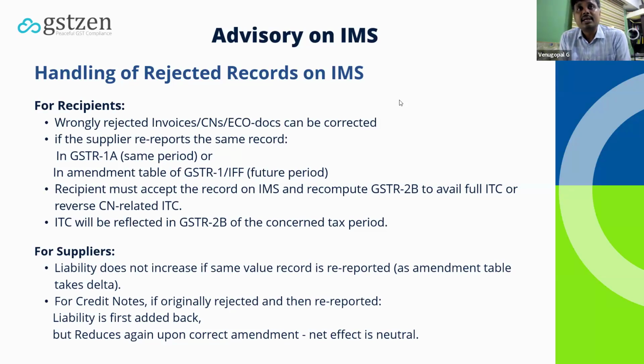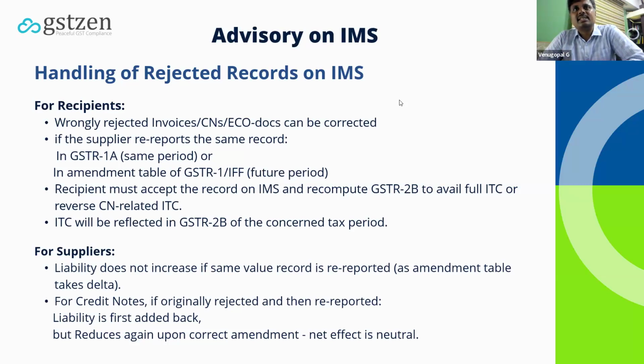Now, it can so happen that the recipient has erroneously rejected. If so, he has to contact the supplier, asking the supplier to resubmit. Now, the supplier would be worried that if he resubmits, will his liability get added? Whenever a record is amended using the amendment table, only the delta counts. Originally, I reported 1000. Now I'm reporting 1200, my liability will go up. Or if I'm reporting 800, my liability will come down. If I just change 1000 back to 1000, nothing will happen.